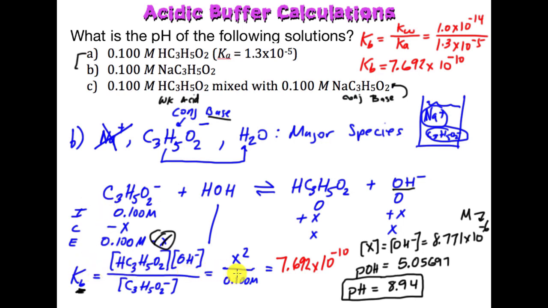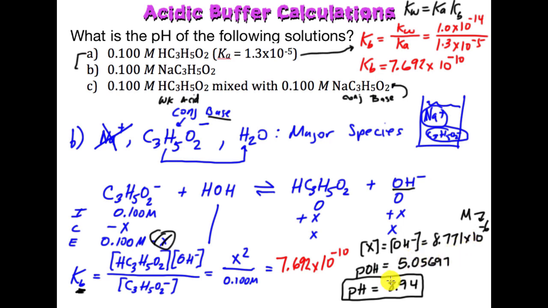Now, here's the other problem. Since I need Kb to solve this, I cannot use the Ka that they give me in the problem. So I need to do a little side step where I calculate Kb using Ka and Kw. Write the equation Kw equals Ka times Kb. I solve for Kb, then I can plug that in here, simplify and solve for hydroxide, and then find pOH and pH.